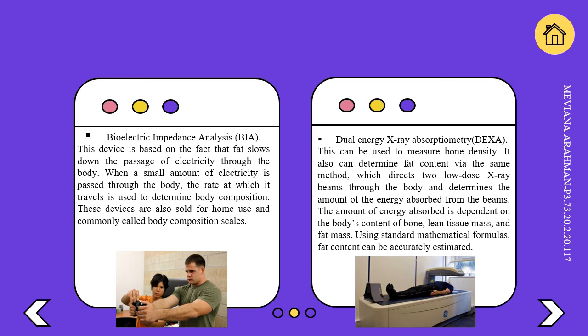The last one is dual energy X-ray absorptiometry, or DEXA. This can be used to measure bone density. It also can determine fat content via the same method, which directs low-dose X-ray beams through the body and determines the amount of energy absorbed from the beams. The amount of energy absorbed is dependent on the body's content of bone, lean tissue mass, and fat mass. Using standard mathematical formulas, fat content can be accurately estimated.